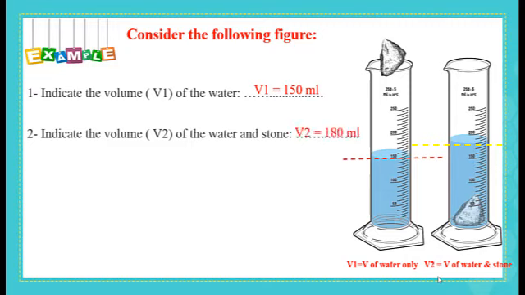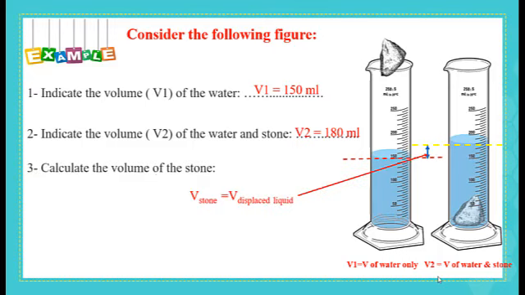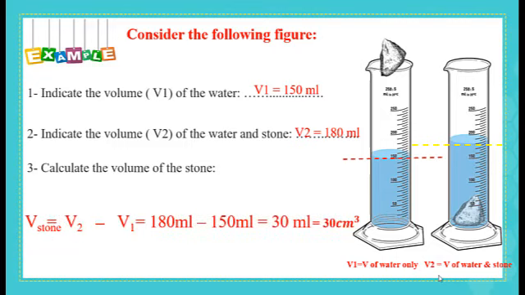Number 3, calculate the volume of the stone. The volume of the stone is the difference between these two levels, that is called the volume of the displaced liquid. Then, the volume of the stone is equal to V2 minus V1, that is equal to 180 milliliter minus 150 milliliter to give 30 milliliter, that is equal to 30 centimeter cube.